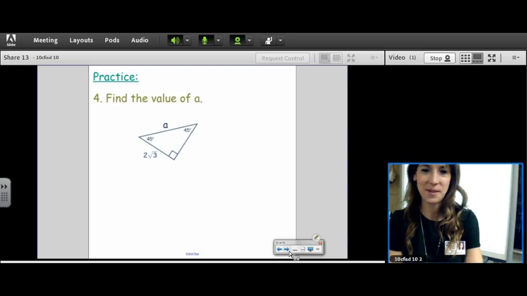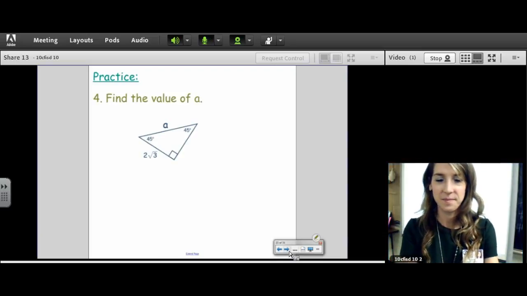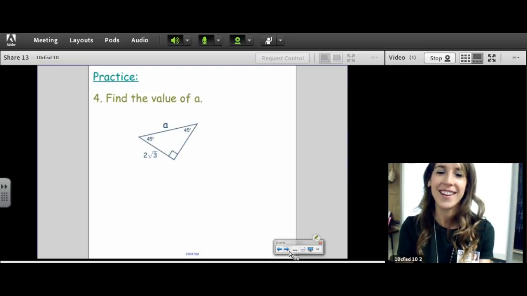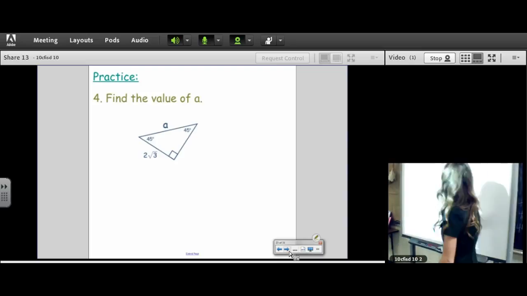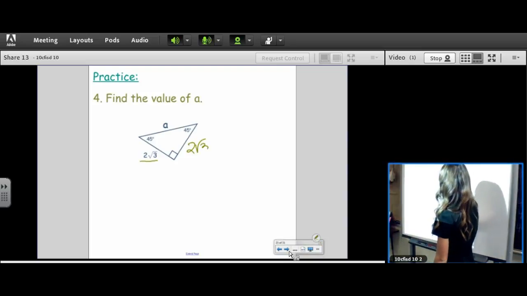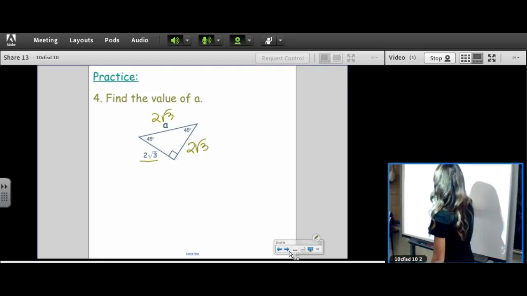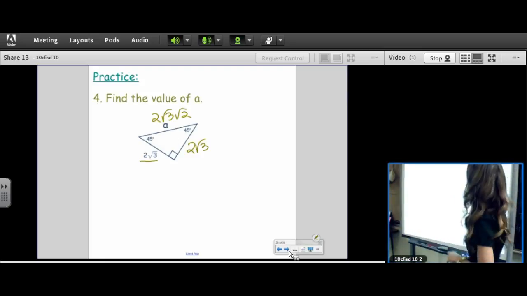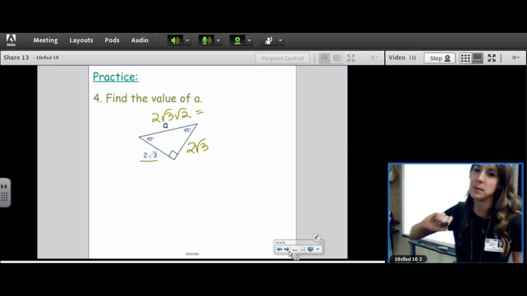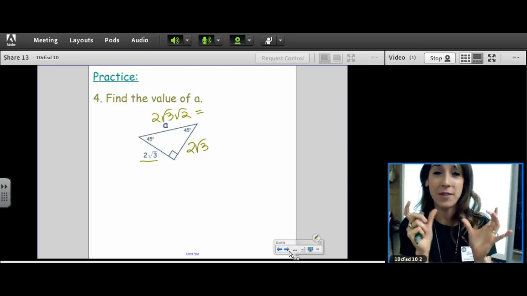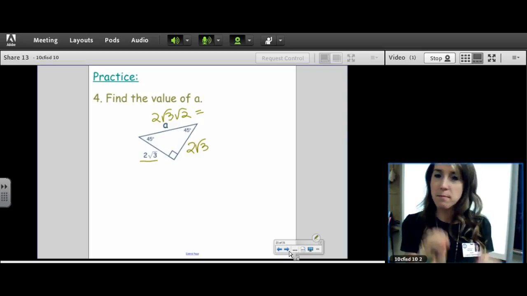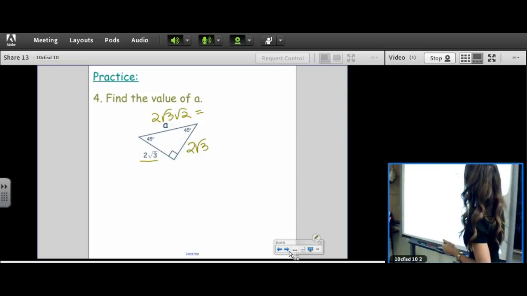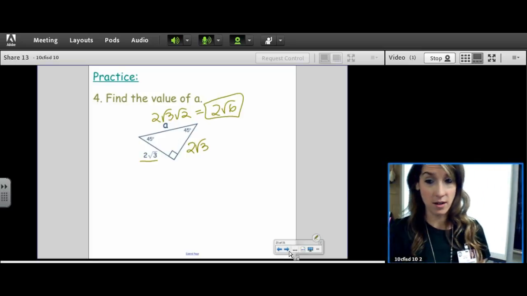All right, next example. Good. 2 root 3, 2 root 3, 2 root 3 root 2. Not our final answer, of course. We learned how to multiply radicals. We learned when we add, the radicals have to be alike. They have to match. But when we multiply, we're allowed to multiply any two radicals together. 2 root 6 is the length of the hypotenuse.